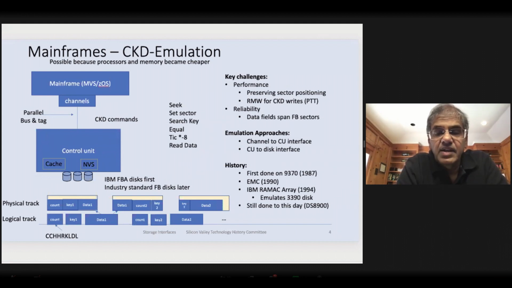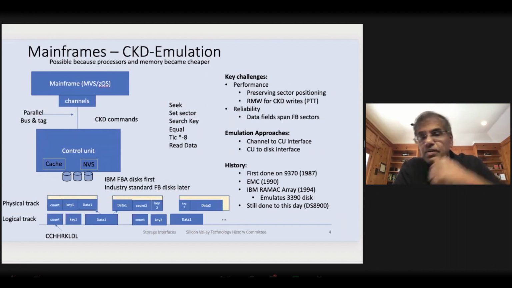You could solve it in somewhat similar ways, but there were also some techniques like the predictive track table that was used to solve some of these kinds of problems. There were also ways in which you would pack these count-key data fields and leave the actual gaps in the mapping so that the set sector command, which told you how far to rotate on the track, could be preserved in the mapping, and you didn't always have to read stuff from the beginning of the track. So performance was an issue.